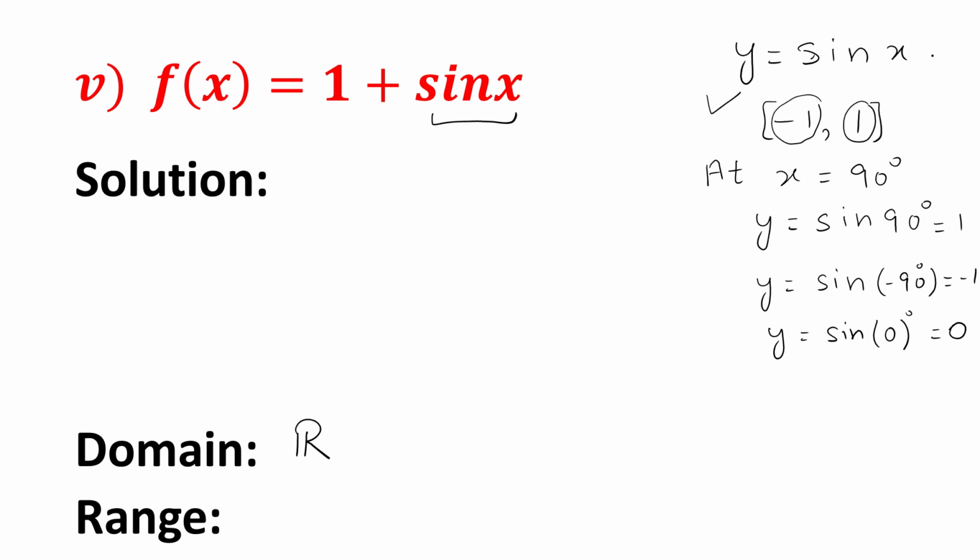But the function is 1 plus sine x. For finding the range of this 1 plus sine x function, simply add positive 1 to the range of the sine x function. It becomes 1 plus 1, that is 2. And at this side, after adding positive 1, we get 0. So, the range of the given function will be 0 to 2.